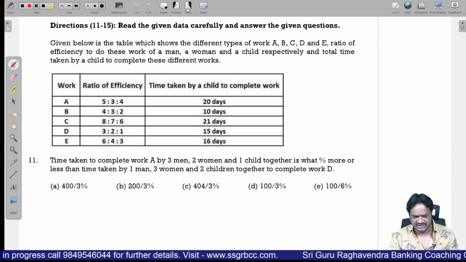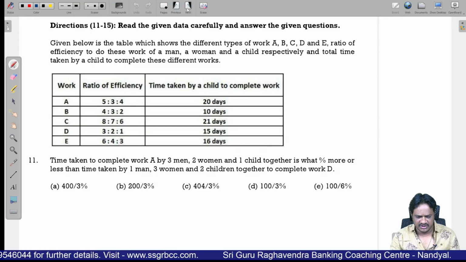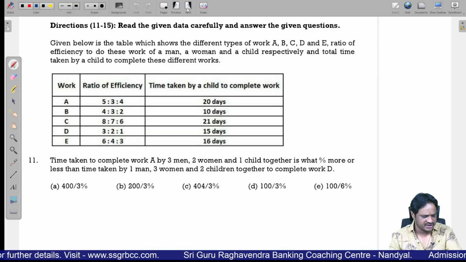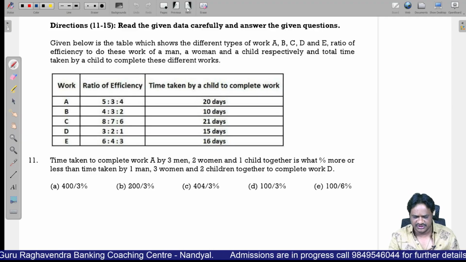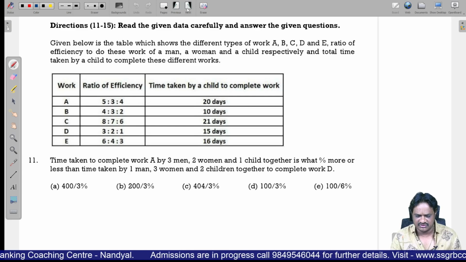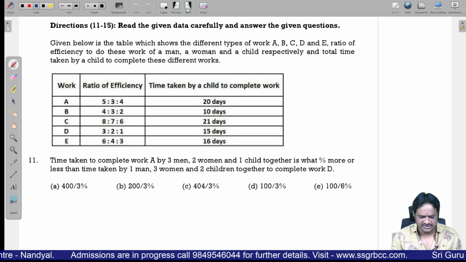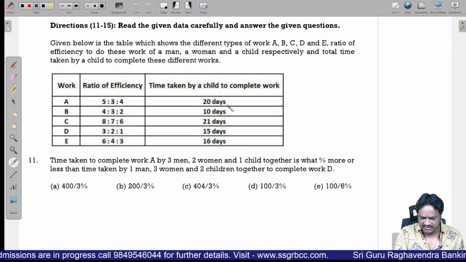Let us see the next question. This is 11 to 15. This is also one more table data. Read the given information carefully, then answer the question. Given below is the table which shows the different types of work A, B, C, D, E and the ratio of efficiency to do these works of man, woman and child respectively, and total time taken by the child to complete the different works. So efficiency is given. First one is man, next one is woman, next one is child. This is the time taken by the child.